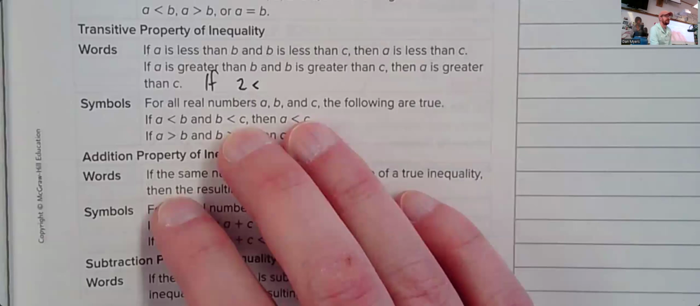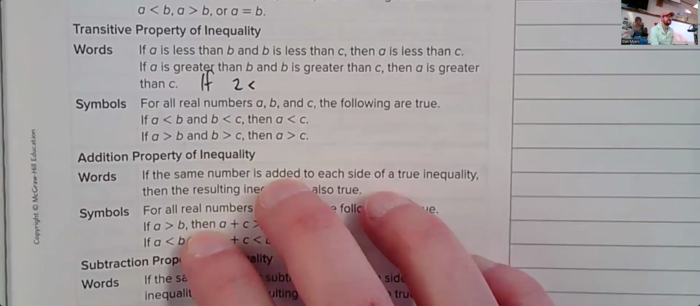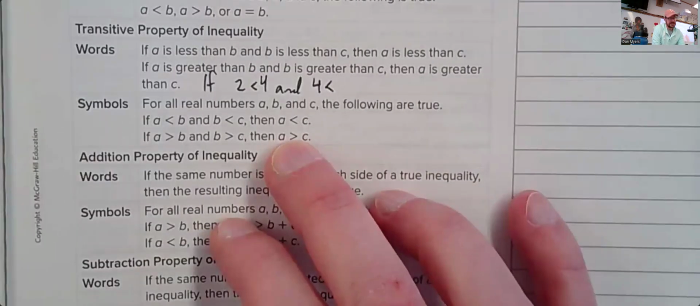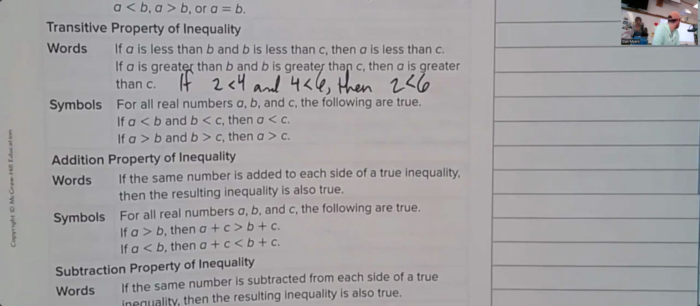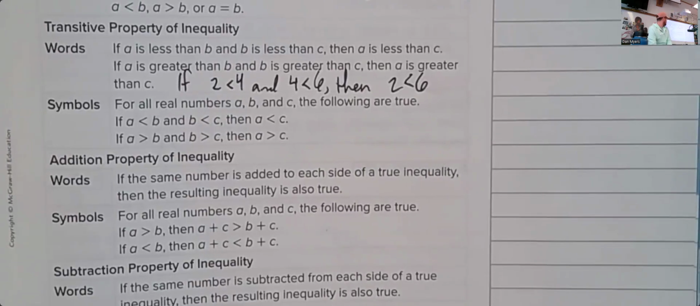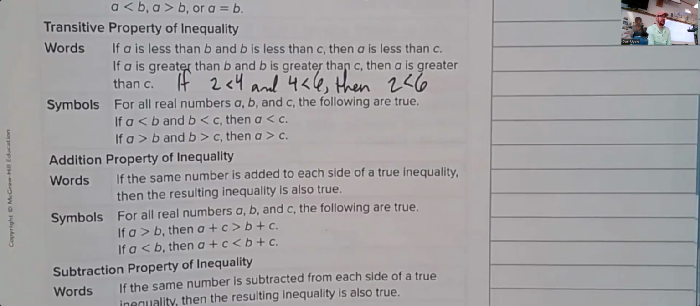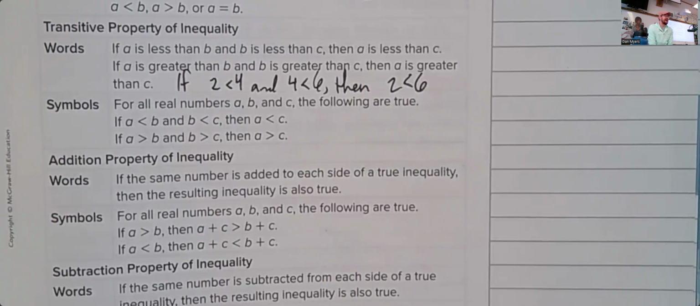If 2 is less than, give me a number bigger than 2. 4. Okay. And 4 is less than, give me a number bigger than 4. 6. Then 2 is less than 6. Stands to reason. Okay. When you actually use numbers with most of these things, they become kind of obvious, which is nice.